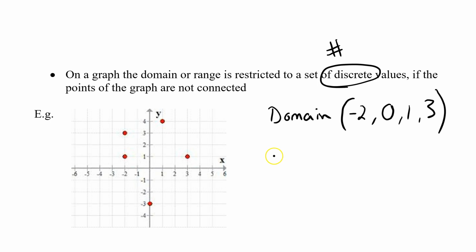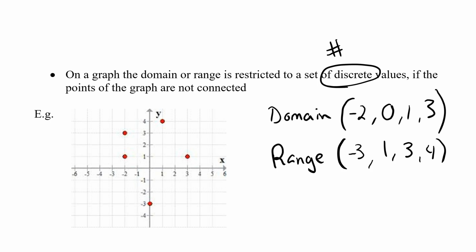Let's take a look at my range. And again, we've got points, we've got discrete values. So my range is where these points cross my y-axis. And again, I'm going to start at the bottom. The point crosses my y-axis at -3. Crosses my y-axis at 1. At 3, and at 4. So the range of values is -3, 1, 3, and 4. So I have a specific domain and a specific range.